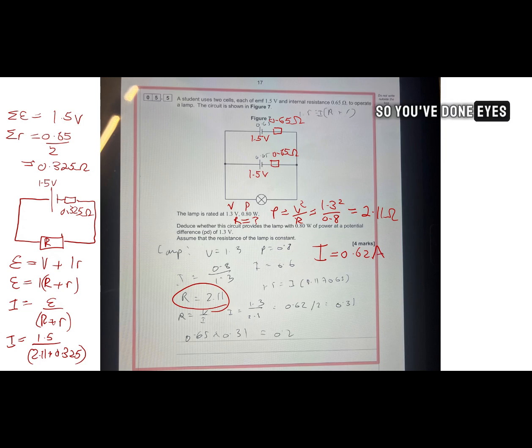Now you've actually worked out the current it needs. So you've done I is 0.8 over 1.3. So if you compare them, you could actually say, yes, it gets the current that it wants. And then you've got to work out, well, does it get 0.8 watts? So then you could just put that into P equals I squared R. So it's got the current that it needs.